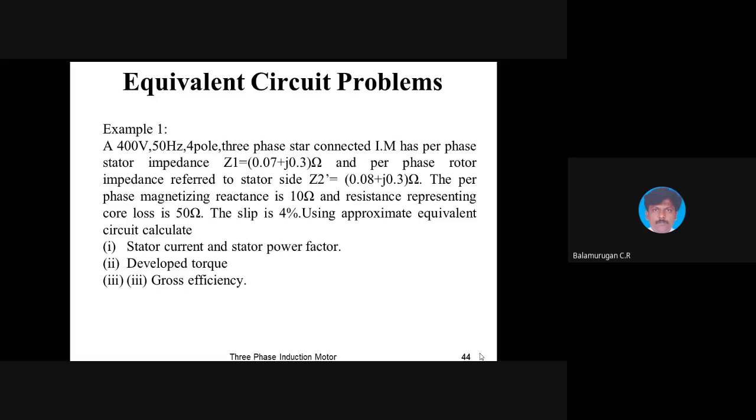You write the given data, you can draw the equivalent circuit. And what are the parameters given? R1 is given as 0.7 ohm. X1 is equal to 0.3 ohm. R2 dash is 0.08 ohm. X2 dash is 0.3 ohm.